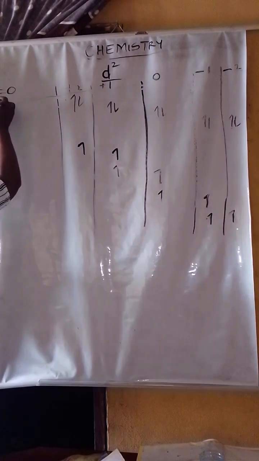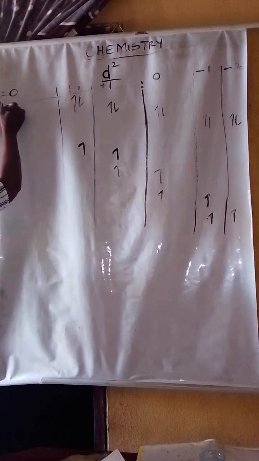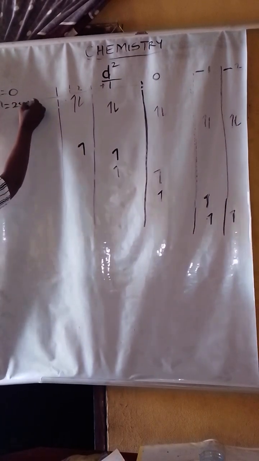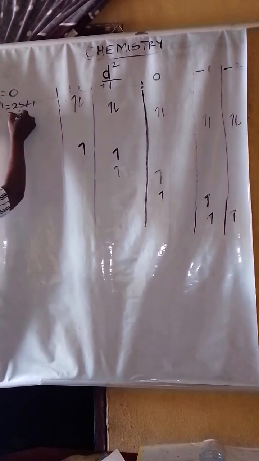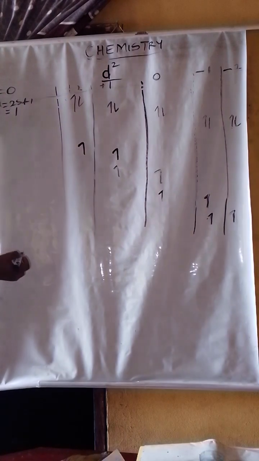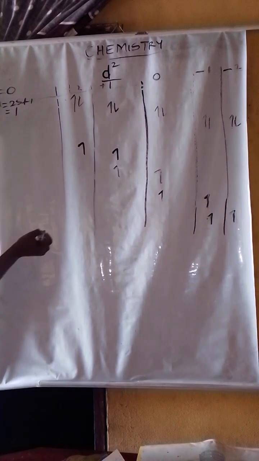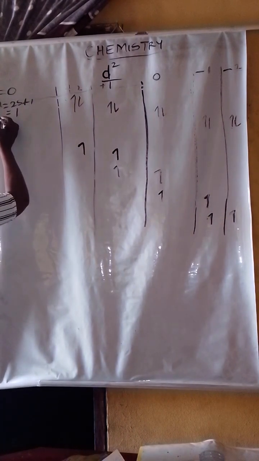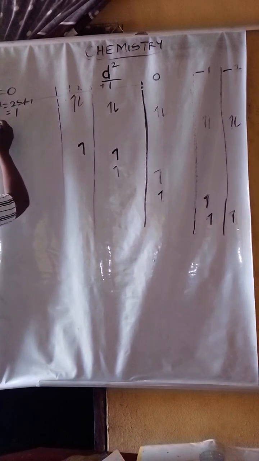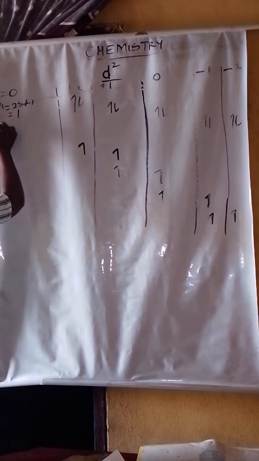minus half will give us 0. So m equals 2x plus 1. And what do we end up having? We end up having 1. That's 2 times 0 plus 1, that's 1. Then from here, we can calculate our L.